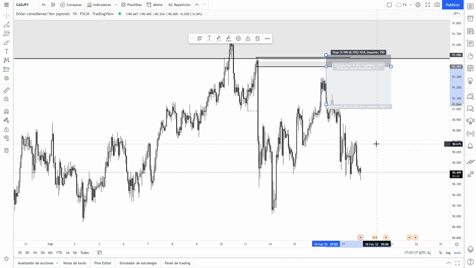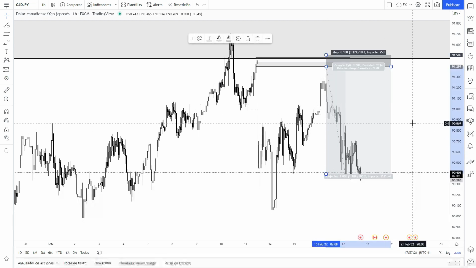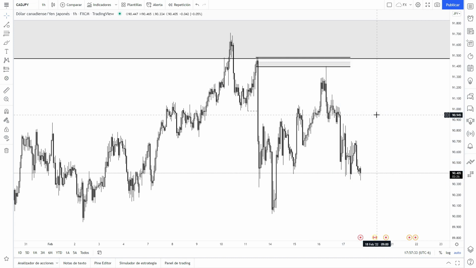using maybe 10 pips stop loss, and probably this is your take profit, 100 pips, having a risk reward ratio of almost 1 to 10. But I'm not an aggressive trader. I don't like taking entries in an aggressive mode. I like waiting for confirmation entries.